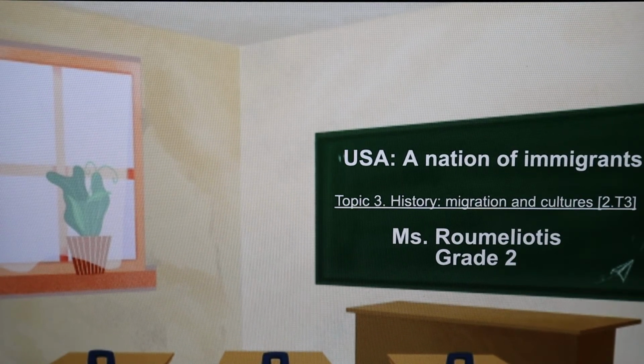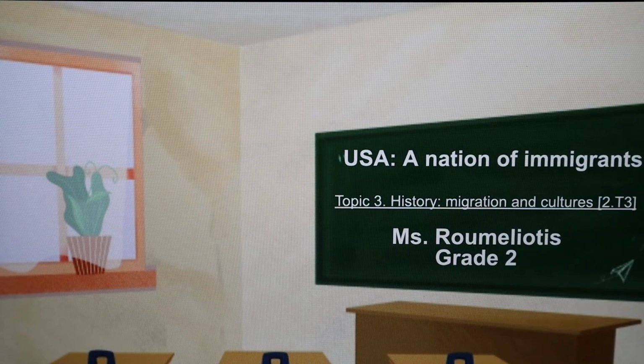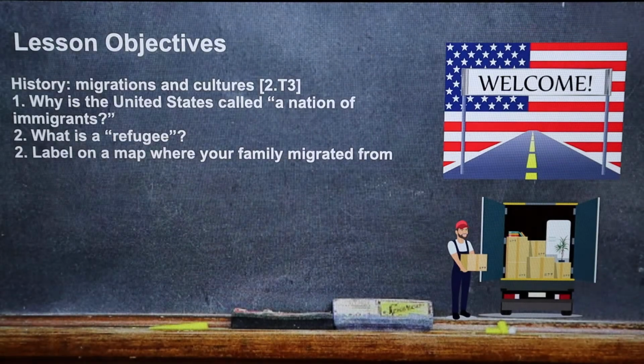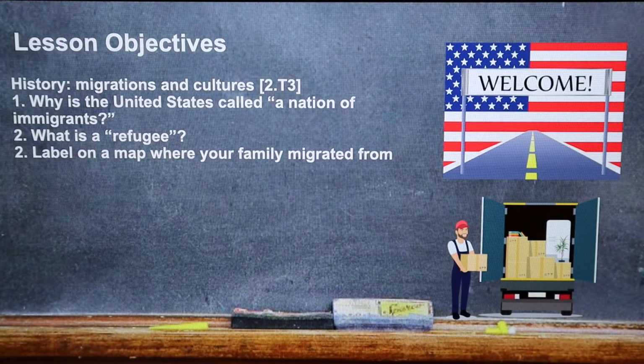This is the second lesson in the series of Migration, USA, a Nation of Immigrants for second grade history, migration, and cultures for second grade. So we're going to look at why the United States is called a nation of immigrants, what is a refugee, and the activity that we're going to do is to label on a map where your family has migrated from.